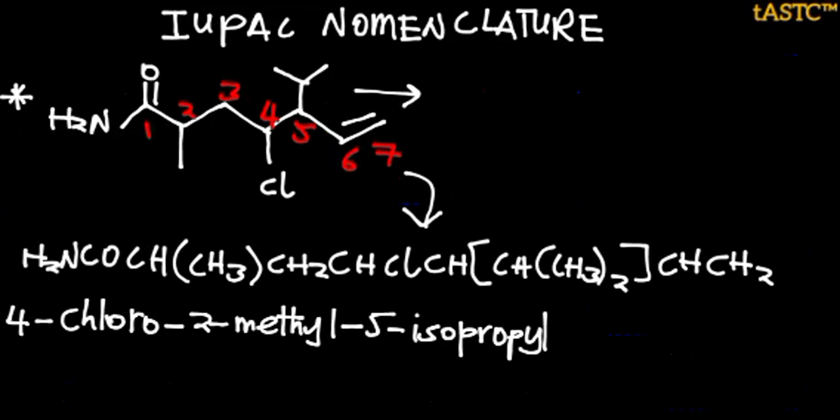Because this actually is 7, which should be a heptane. But because we have this, that should be a heptanamide. Now, because we got an alkene here, that would be a hept-6-enamide, isn't it? So that is the name: 4-chloro, 2-methyl, 5-isopropyl, hept-6-enamide. This is going to be the name for the compound.